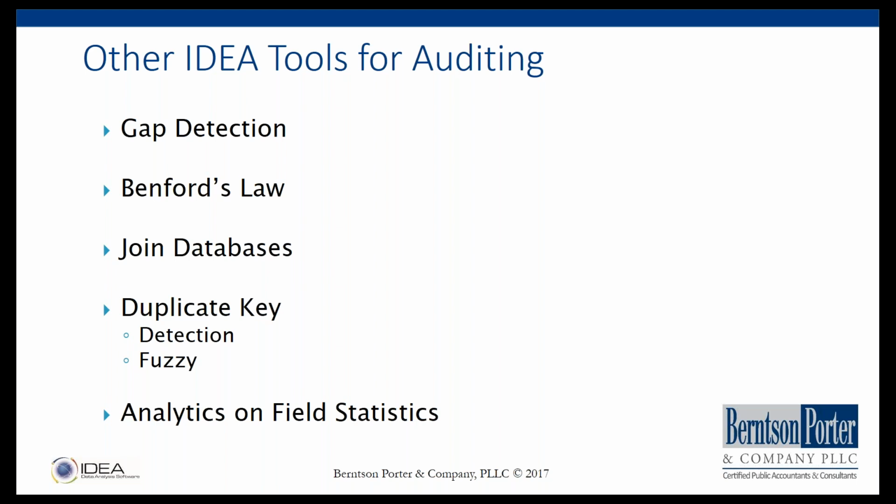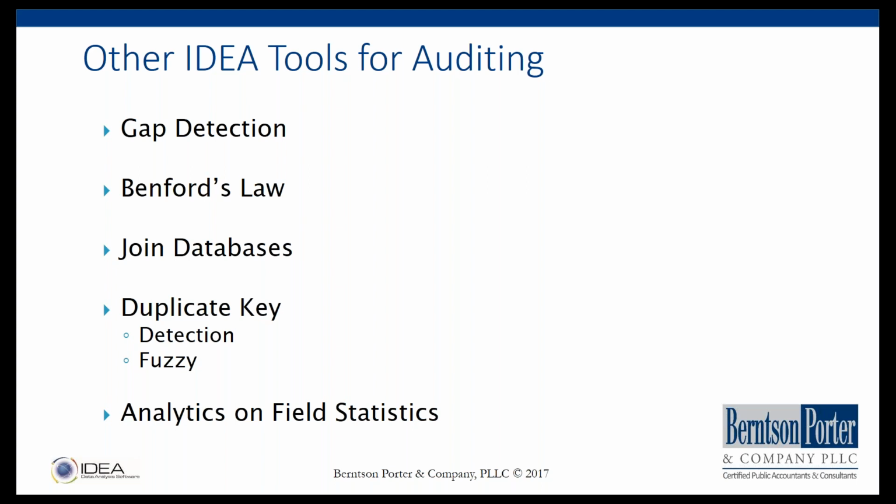IDEA. And then the duplicate key detection is one that allows you to look for duplicate factors in a population. So if you had, for example, a listing of all your employees and all their addresses, you could use a duplicate key detection to see if there are any two employees that share the same address. Obviously, if they're related or family, that makes sense. But maybe if they're not related, it's one of those things you could check. Are both of these employees real? Why are they sharing the same address?